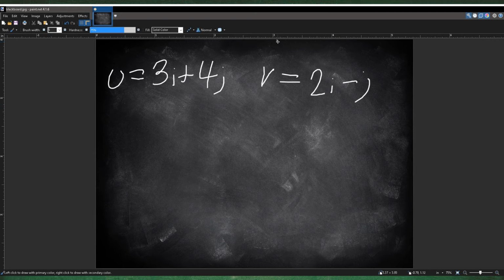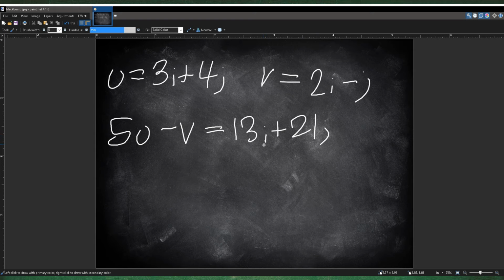Or you have scalars. They always put combinations. So you have 5u minus v. Then 5 times 3 is 15, right? And 15 minus 2 is 13. So you have 13i. And then 5 times 4 is 20, and 20 minus -1 is 21. So you have 21j. So you have 13i plus 21j. And that's what they usually use for vectors.